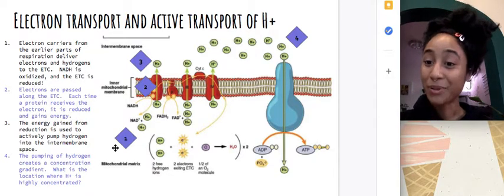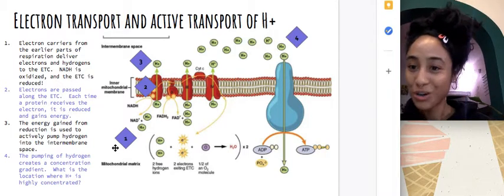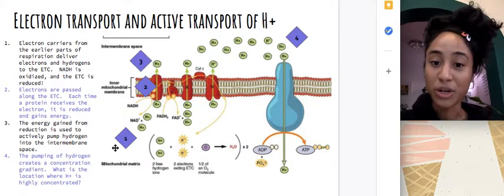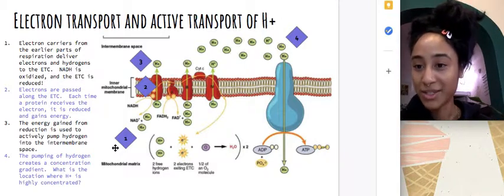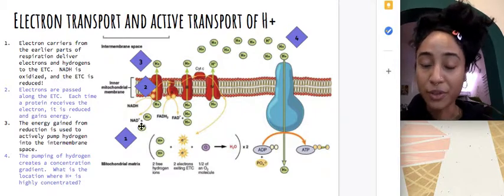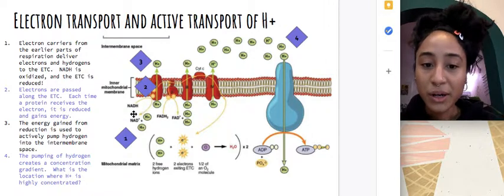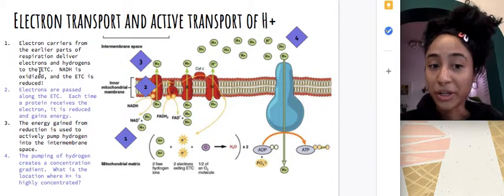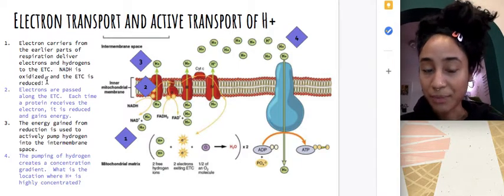So NAD plus and FAD, NADH and FADH2 are going to be our electron carriers. So earlier in cell respiration, these molecules were able to get reduced and hold on to some electrons and hydrogen ions. They're going to drop off those electrons and hydrogen ions at the electron transport chain. So here we can see, let's just read this first step. Electron carriers from earlier parts of respiration deliver electrons and hydrogens to the ETC.